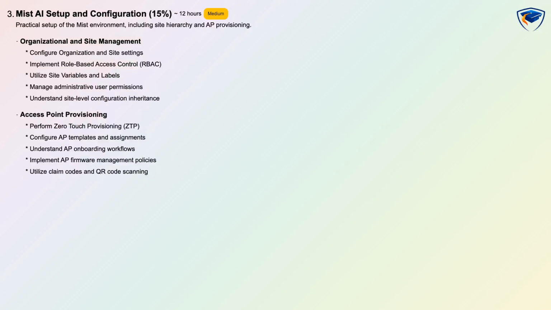MIST AI Setup and Configuration accounts for 15% of the exam and is medium difficulty with around 12 hours recommended. Focus on organizational and site management tasks such as configuring organization and site settings, implementing role-based access control, using site variables and labels, and understanding configuration inheritance. For access points you will practice zero-touch provisioning, AP templates and assignments, AP onboarding workflows, firmware management policies, and using claim codes or QR scanning for provisioning. Hands-on skills and conceptual knowledge are both assessed in this domain.